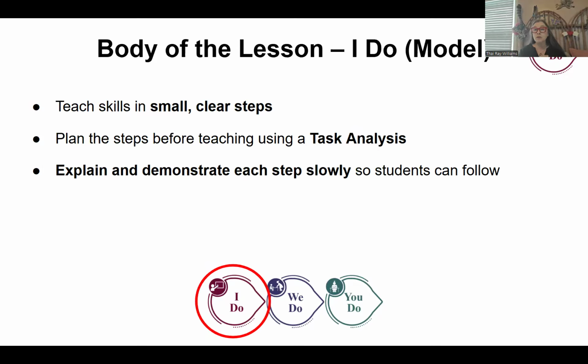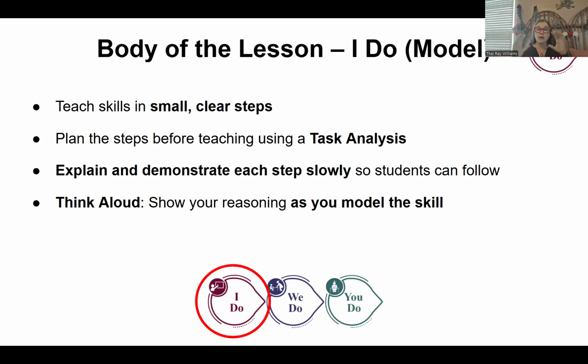Now, you're going to make sure that when you're in that I do, because you as the teacher are modeling what that behavior or what that skill looks like, you're not only explaining each step, doing it slowly at a pace that your students can understand, but you're also demonstrating it. Now, as you're explaining, what you're really doing is what's called a think aloud. So I want you to pay close attention right now, because this think aloud is the portion that sometimes students have a little bit more difficulty remembering to do.